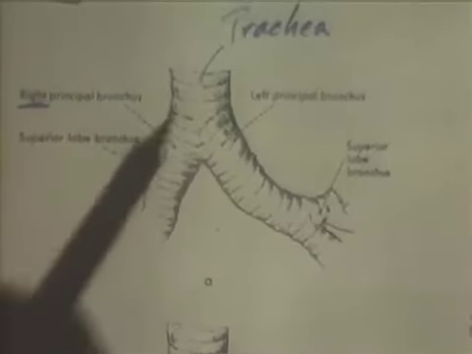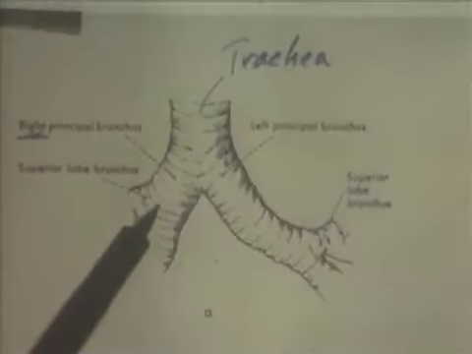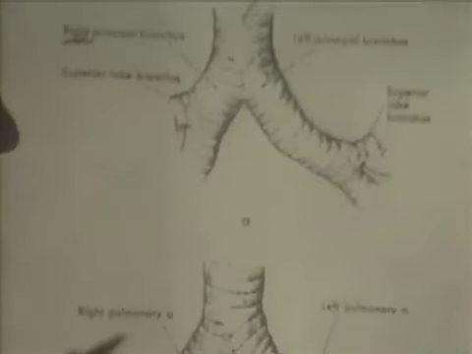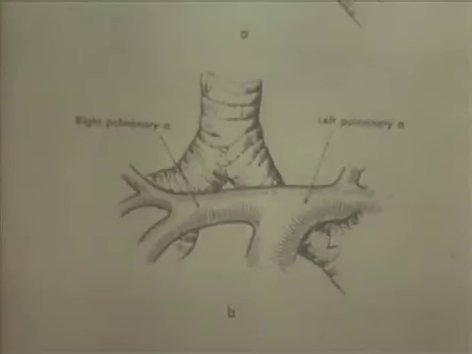There are a couple of things. Aspirated foreign bodies, for example, will end up over here on the right side more frequently than they will on the left. It also is going to affect the way in which the major vessels are going to relate to the root of the lung.